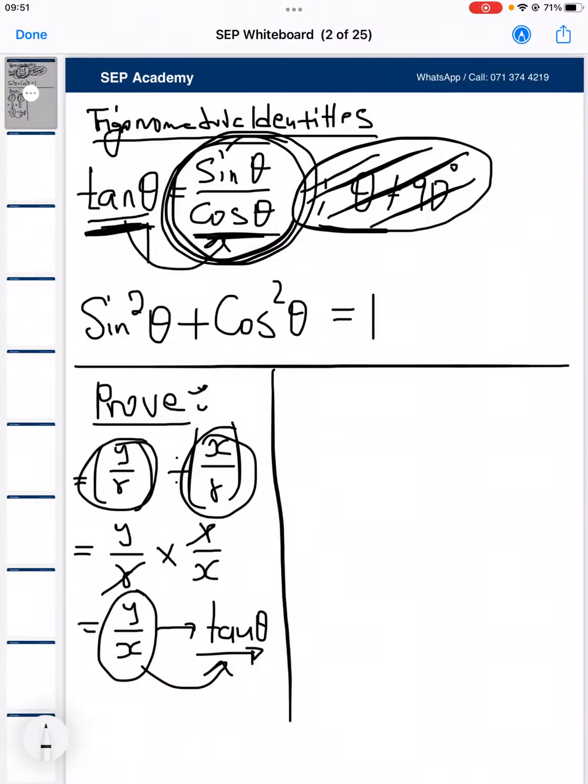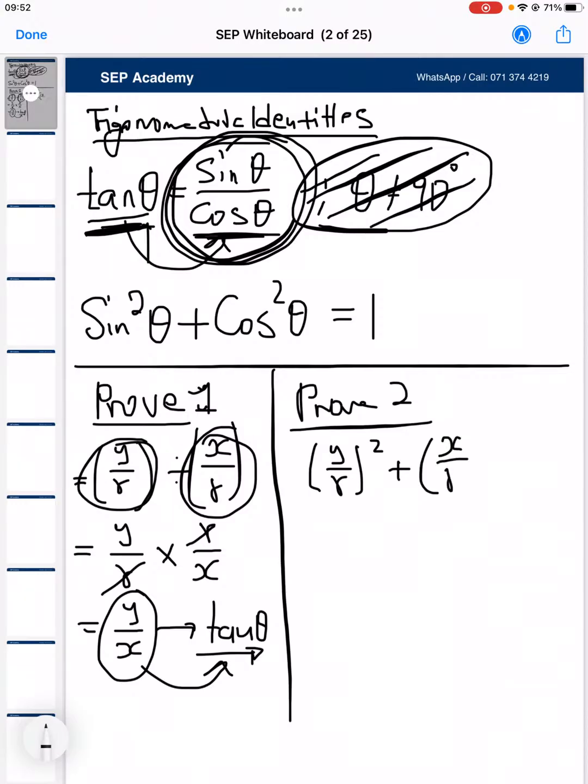Maybe let's say that was proof number 1. Let's now do proof number 2, where we prove that indeed sine squared, remember, if it is sine squared, then it means it is y over r squared that is being added to cos squared. Cos is x over r squared. We just need to try and prove that indeed this is equal to 1.